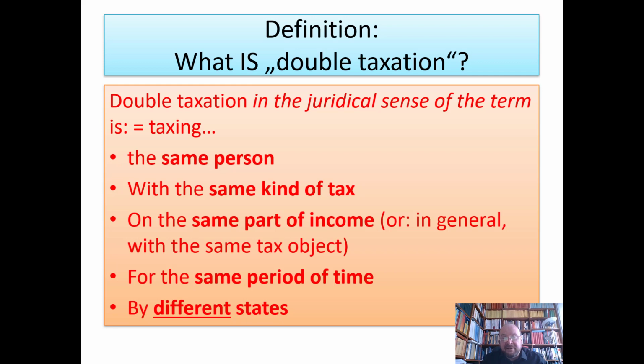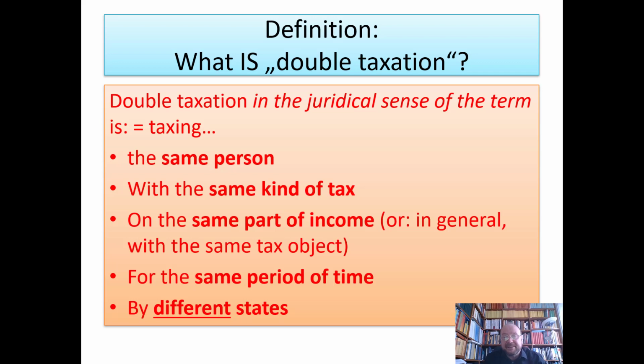So we mean by double taxation taxing the same person with the same kind of tax. Naturally, income tax has a different name in the other country, but it's the identical tax when it comes to looking at what really happens. On the same part of income, naturally. If you only have to pay tax once on your salary in the Netherlands and once on your interest income in Germany, that's not double taxation. You can live with that. Everything is taxed once. But if you have to pay two taxes on your profit from far away, first there and then at home, that is an extra burden which makes the cross-border investment brutally unattractive. And naturally, for the same period of time and by different states.